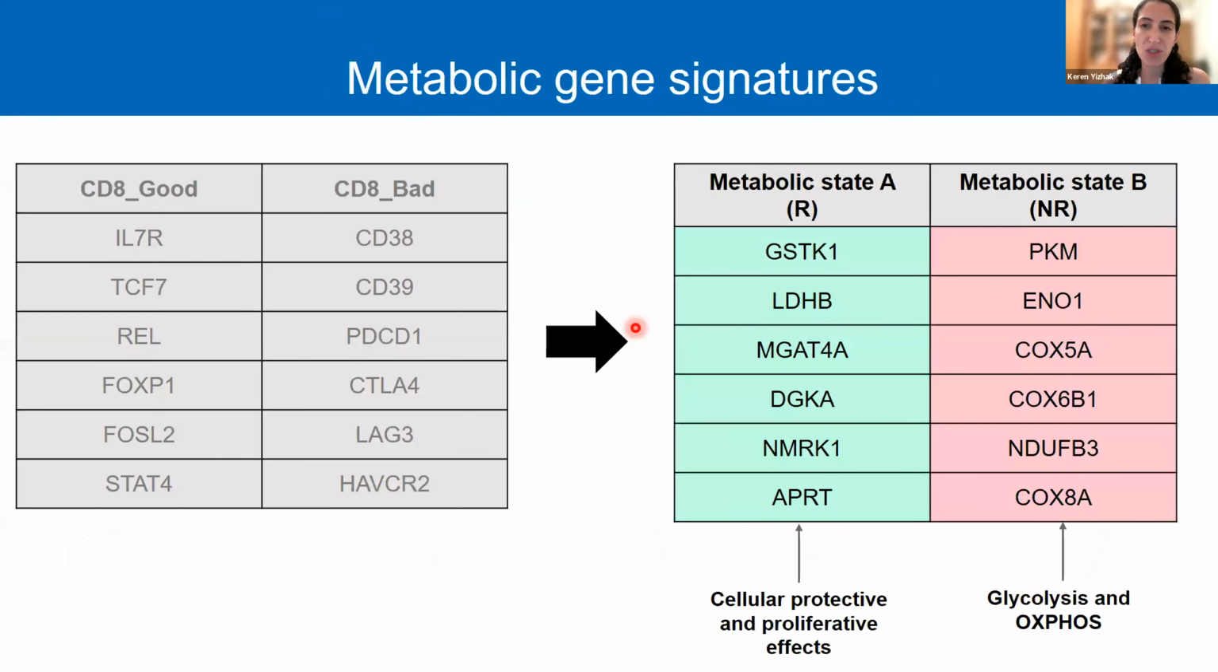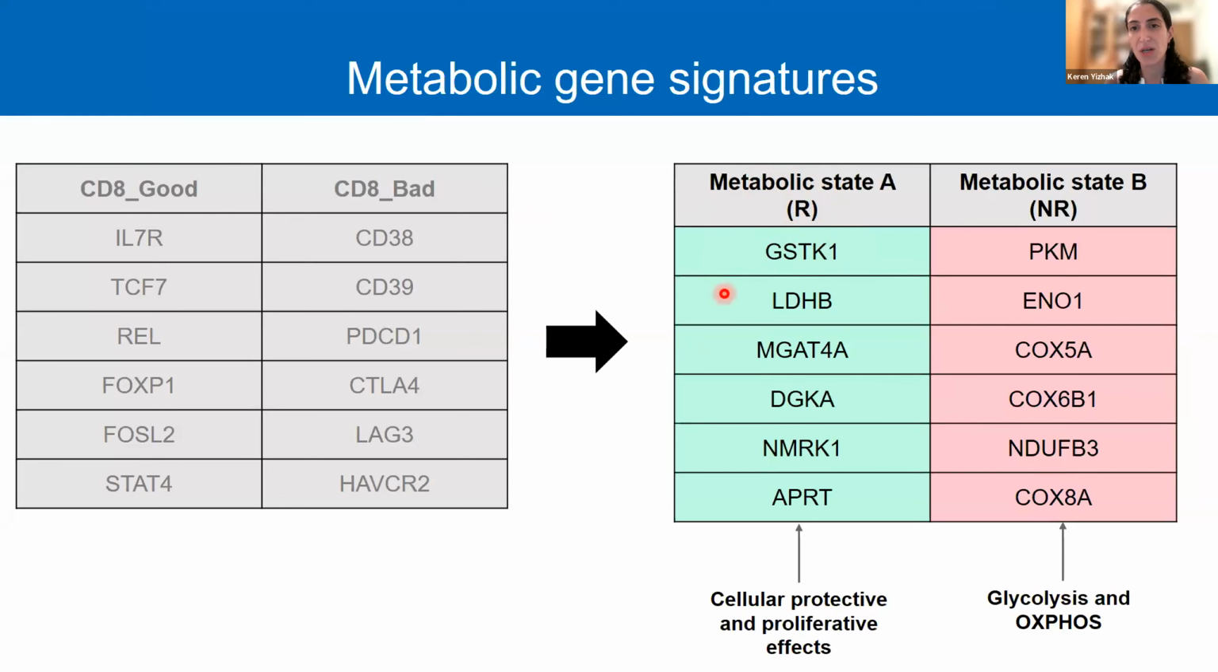Now we look at the top genes of each of these programs. The metabolic state B that was more abundant in non-responders was clearly enriched with glycolytic and OXPHOS genes, and more. And for the metabolic state A that was abundant in responders, we could not find a specific pathway that it was enriched in. But looking at each gene individually, we saw that they have some common protective effect.